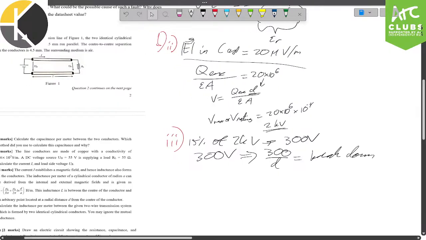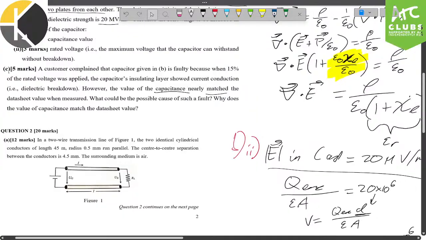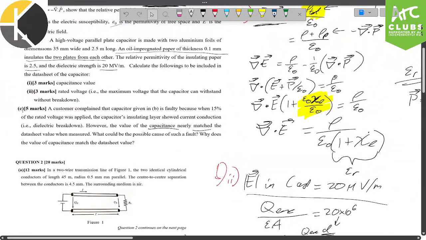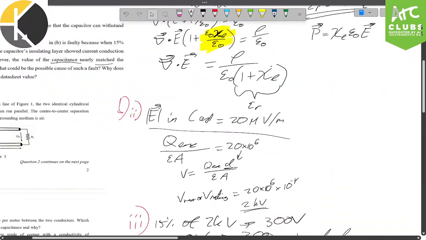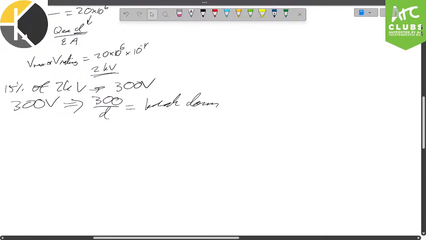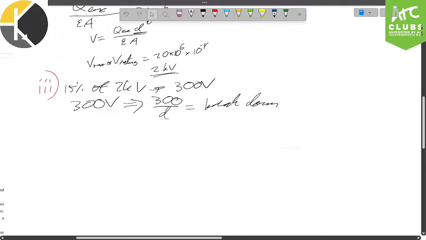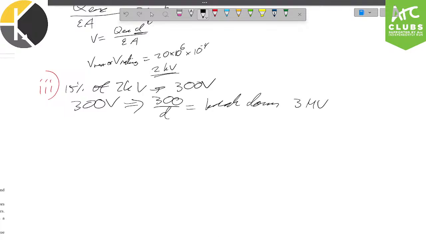Breakdown threshold, which is our dielectric strength for some material within this capacitance. So if we do this, remember D is just 10 to the minus 4, we end up with 3 megavolts. Now, something very important to note is that 3 megavolts per meter is the dielectric strength of air.